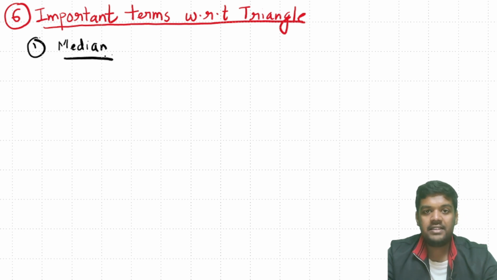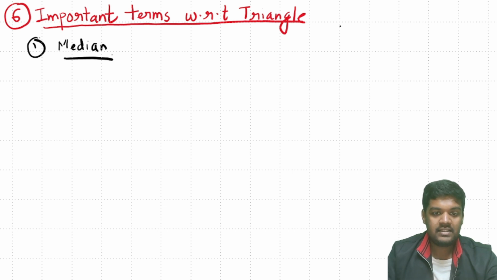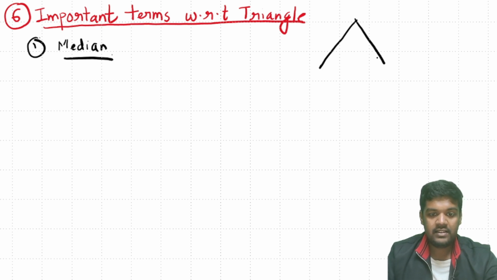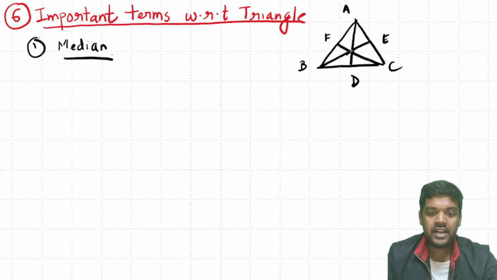So median, हम जानते हैं what is a median? It divides a side into two equal parts. Let's say ये एक triangle ABC है और इसके ये तीन medians हैं, namely AD, BE and CF. They meet at this point O. Point O is called centroid.